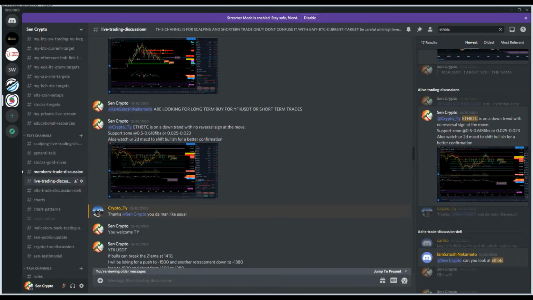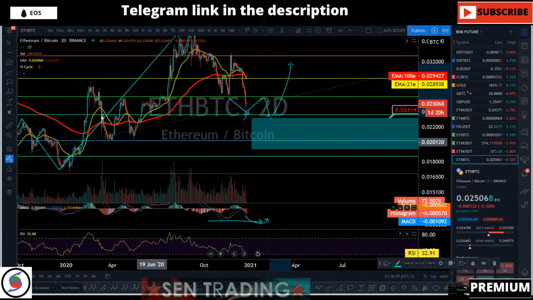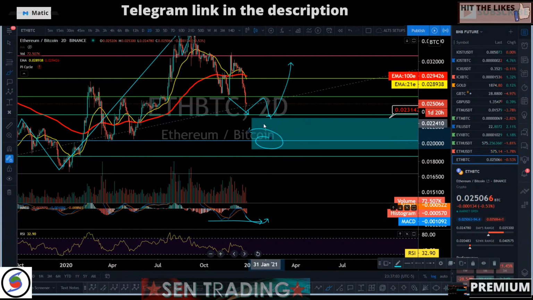It could be a double bottom. If we get a double bottom, something like this right here, that's going to be beautiful, because we're going to get another pump. We might not even be dipping down to just about like a 0.02.